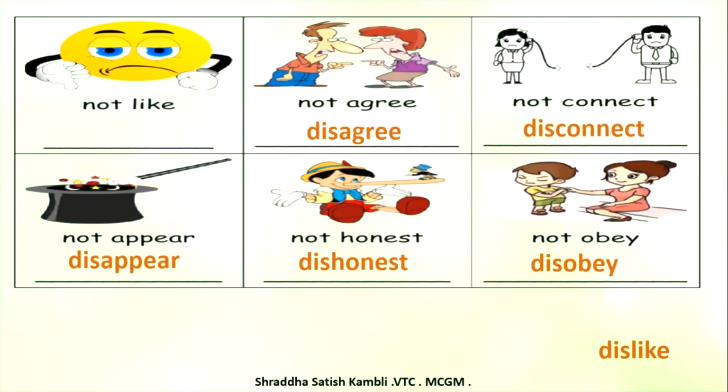And finally, you have dislike. Dislike means not like something. So these are all various examples of dis as a prefix. We saw a basic idea in language study, that is in the English language, that is prefix and suffix. So very soon I'll be coming with many more such videos about easy concepts in the English language.